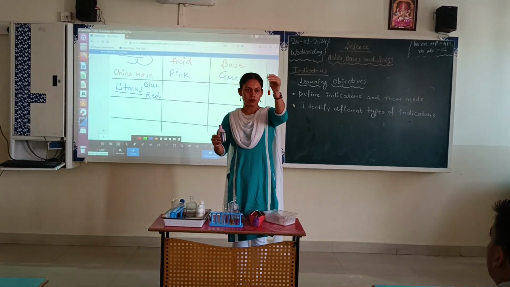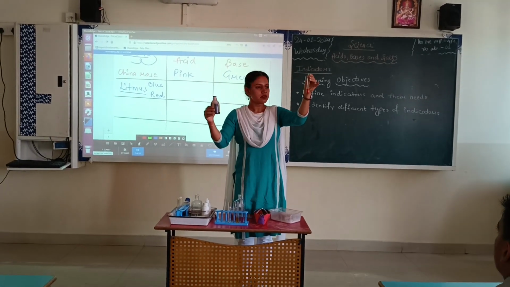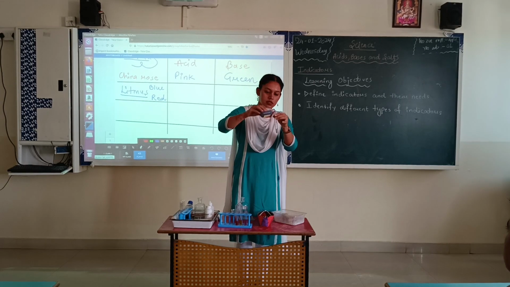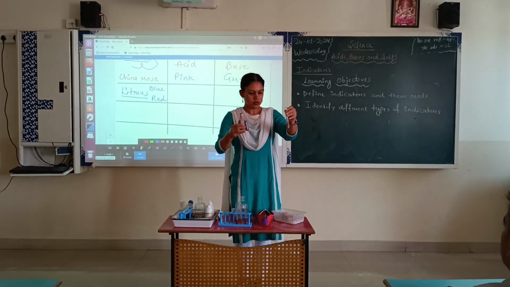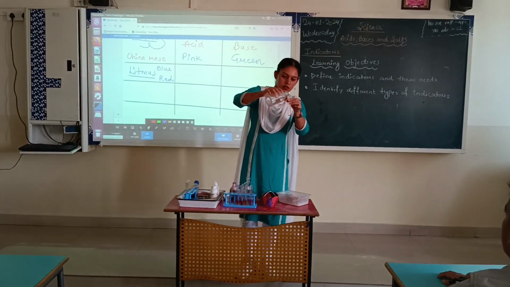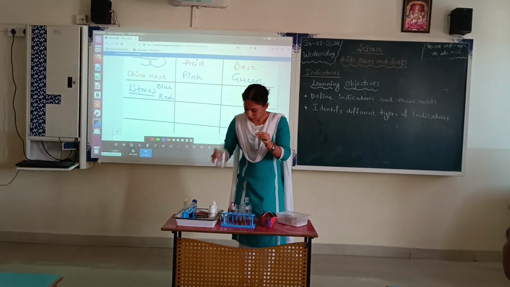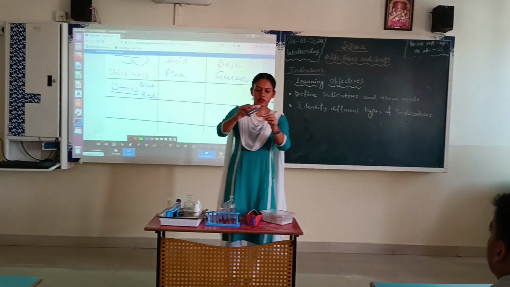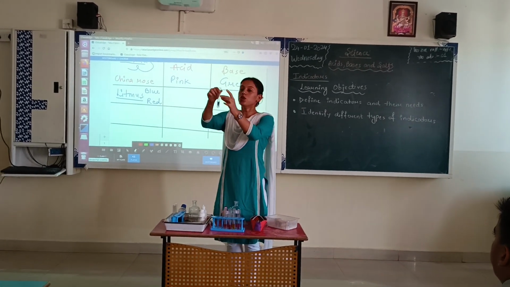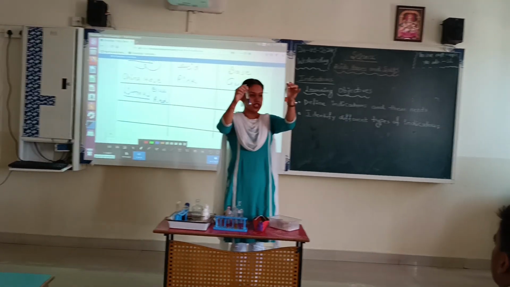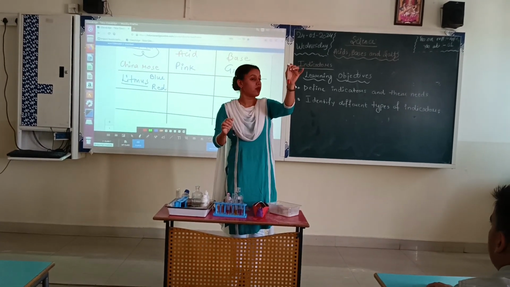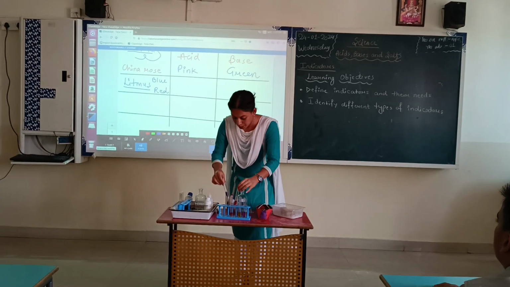Something happened. Red color remained. Red. If I take base and red litmus, one second. Oh, sorry. My bad. One second. Sorry. So now check. With the base, what happened? Blue. It turned into blue. With acid, was there any change? With base, red litmus turned blue. Again with acid, red litmus remained red and base turned blue.